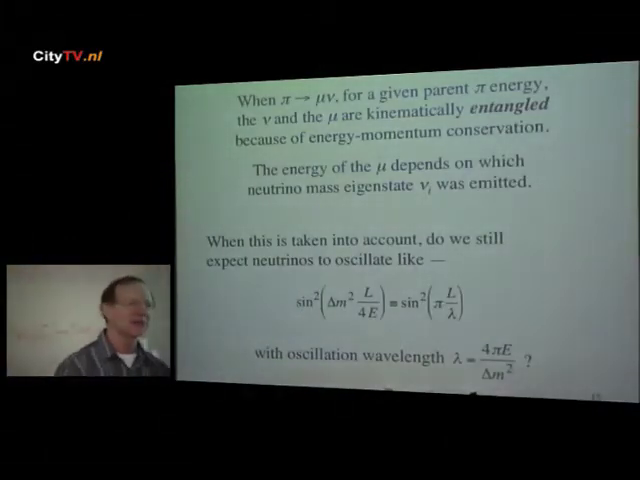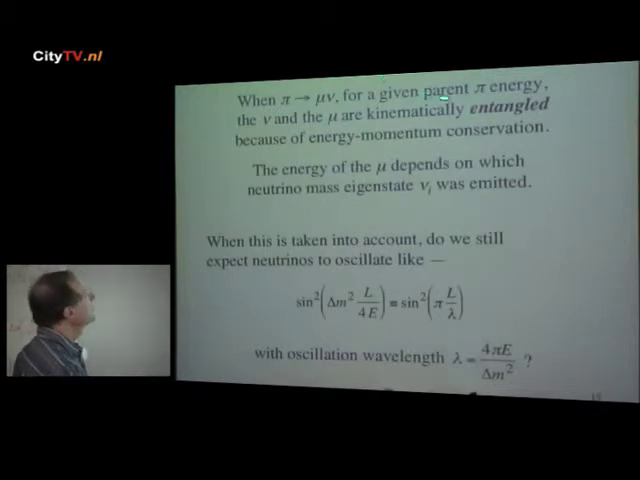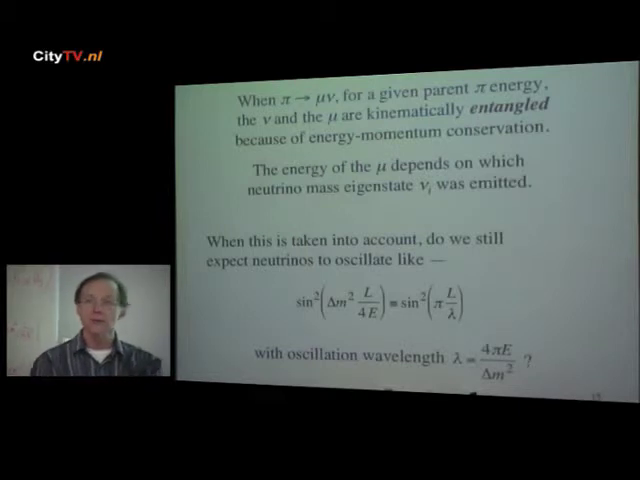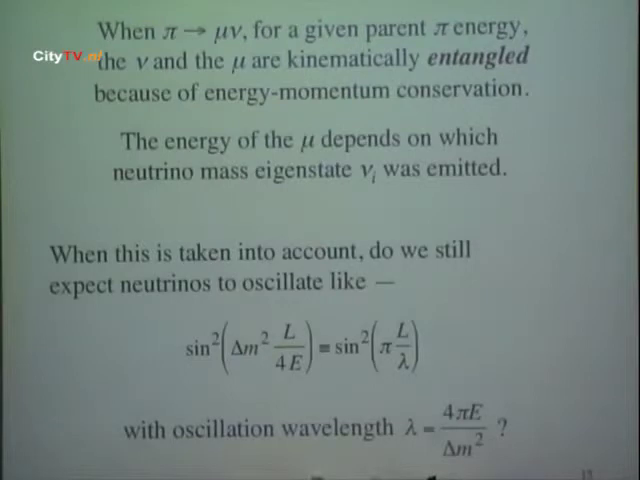Let's talk about neutrinos made in pion decay. Most of those decays result in a muon and a neutrino. And for a given parent pion energy, for example, the pion at rest, the neutrino and the muon with which it was produced are kinematically entangled. That is to say, their kinematical properties are correlated with one another because of energy momentum conservation. The energy of the muon is going to depend in the pion rest frame on how much this neutrino weighs. So it's going to depend on which mass eigenstate was emitted.